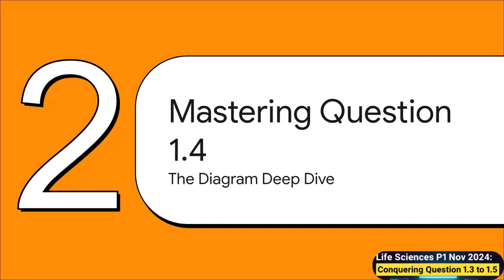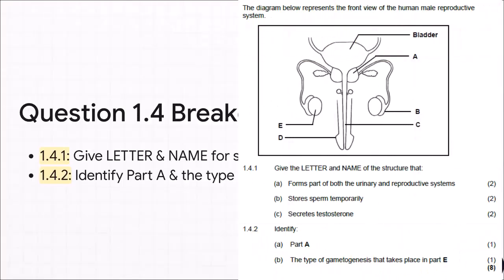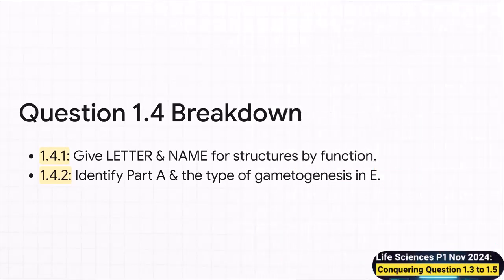All right, let's move on to a diagram question. These can look a little intimidating, but they are some of the easiest marks in the entire paper if you just stay calm and follow a system. So here we go, question 1.4. We've got a diagram of the male reproductive system. The questions are all about connecting the letters on the diagram to the right names and the right functions. The examiner is just checking if you can connect all those dots.